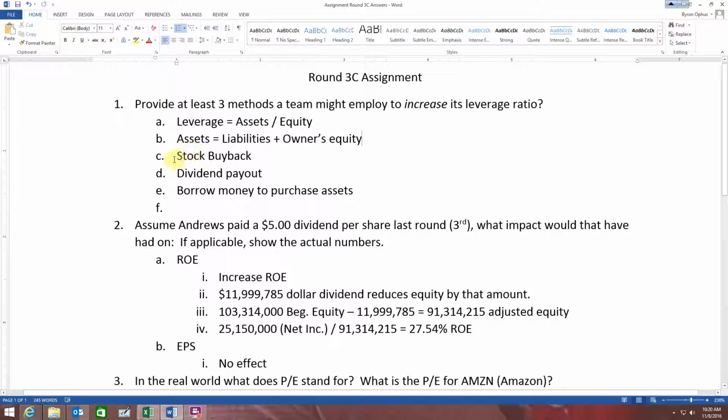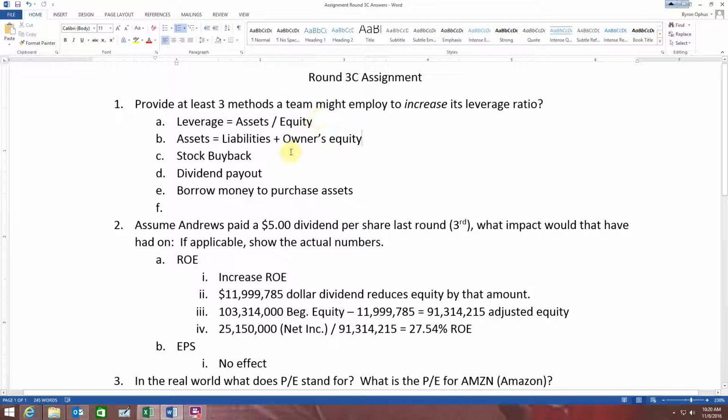So I said a stock buyback. What happens at the stock buyback? Well, we reduce our cash, which reduces our assets, and we reduce our equity because we're buying back, we're retiring stock, we're putting it on the shelf is technically what we're doing. So these two go down, but liabilities stay the same. So assets have gone down, liabilities have stayed the same, and equity's gone down. When I look at assets over equity, assets go down and equity goes down, and they go down by equal amounts.